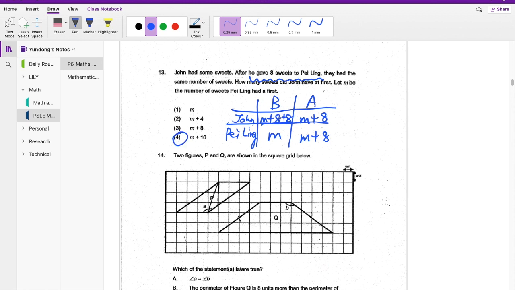This is very common, because after losing 8 to Pei-Ling, Pei-Ling gains 8, but John has 8 less. So initially John should have 16 more than Pei-Ling. Based on this, we know they are equal after the transfer. Then with this, we can work backward to find the initial number of sweets John had.